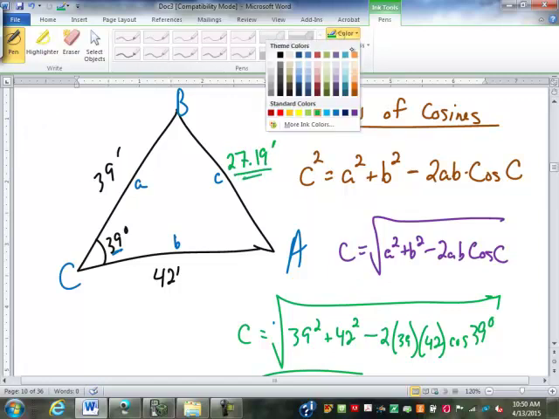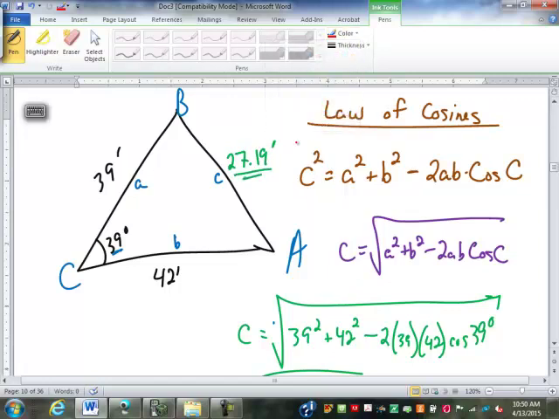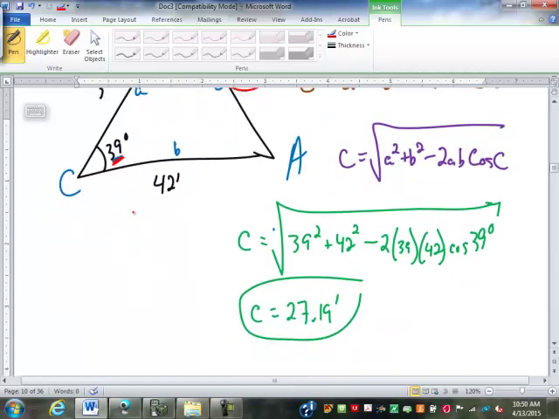Okay, so now I have a side, the 27.19, and its opposite angle, 39 degrees. I can go back to law of sines. So I can find the other two angles just using the law of sines. Now here's a little hint to keep you from making a mistake. Obviously I'm going to use the 27.19 over the sine of 39 degrees, because that's the only corresponding side and angle that I have.